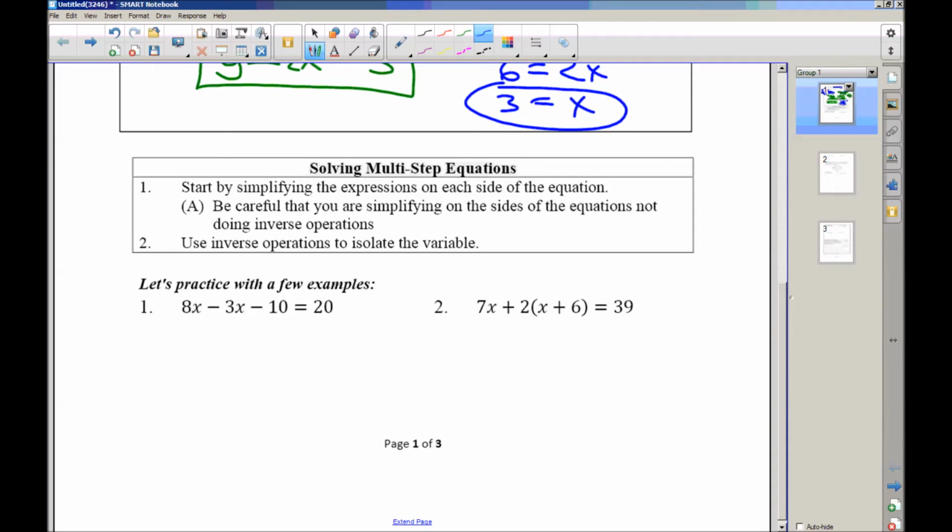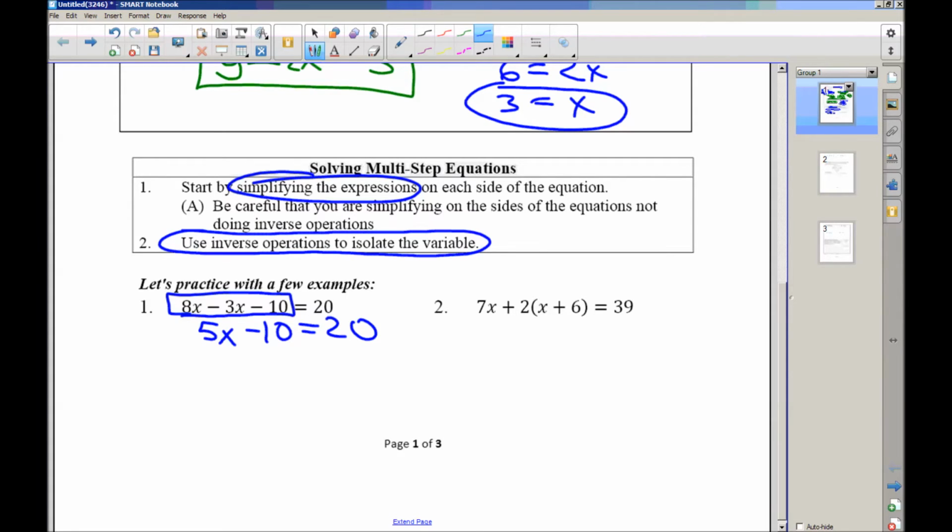Number 1. Okay, so this is a lot like number 3 in our warm-up. So we have to look at the left side of our equation, okay, which is an expression that has not been simplified yet. So we have to simplify that expression. So we could do that by combining the like terms. This will give me 5x, and then the minus 10 doesn't go with them. Okay, and then when I'm done, I have a two-step equation, and I use my inverse operations to isolate the variable. Okay, so I get 5x equals 30, and then I divide by 5 to give me 6.